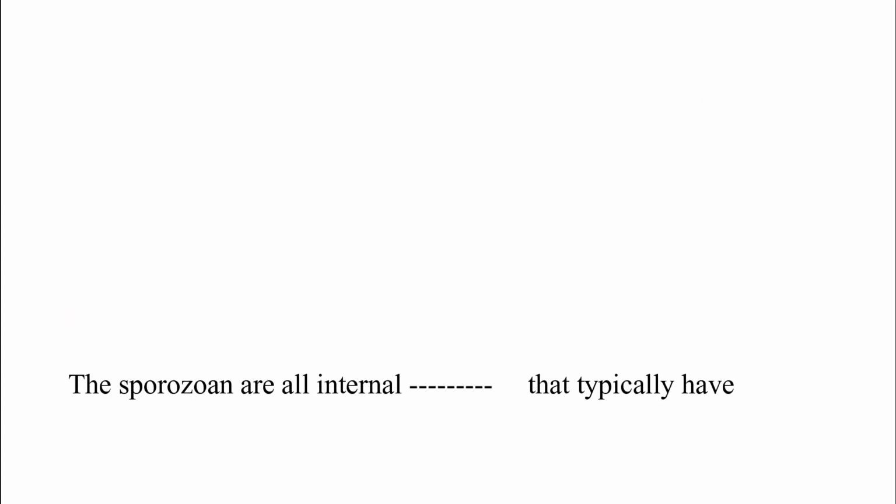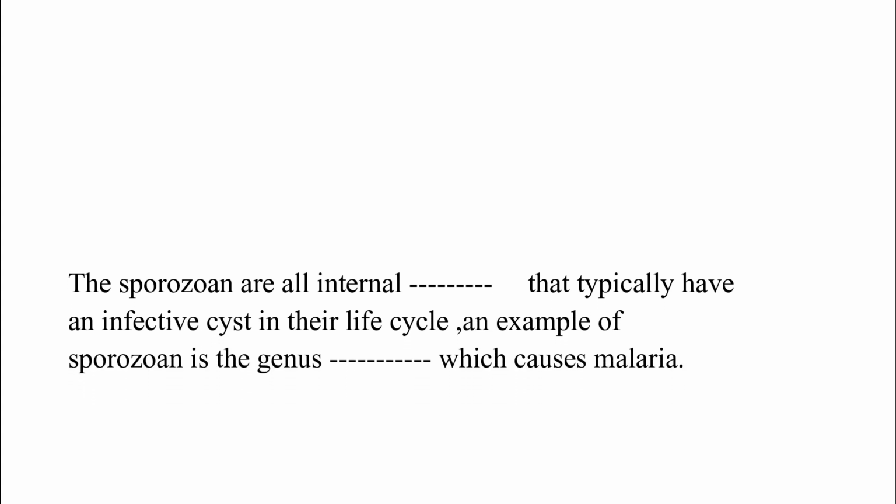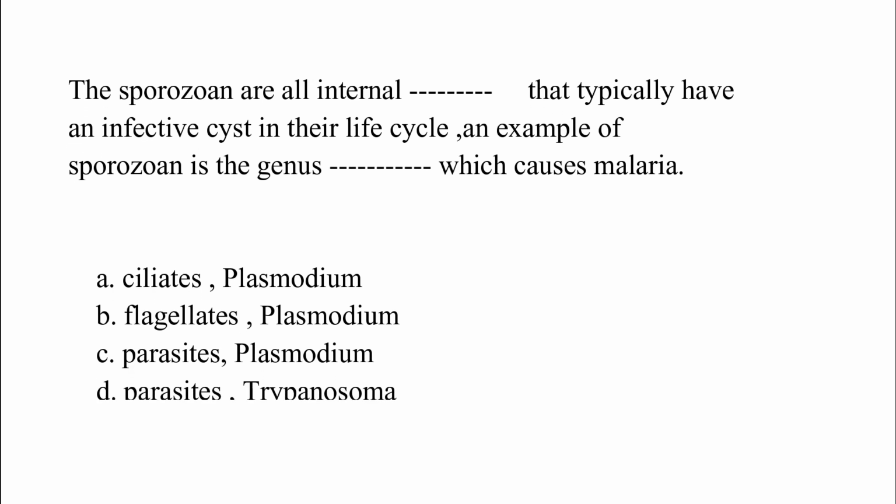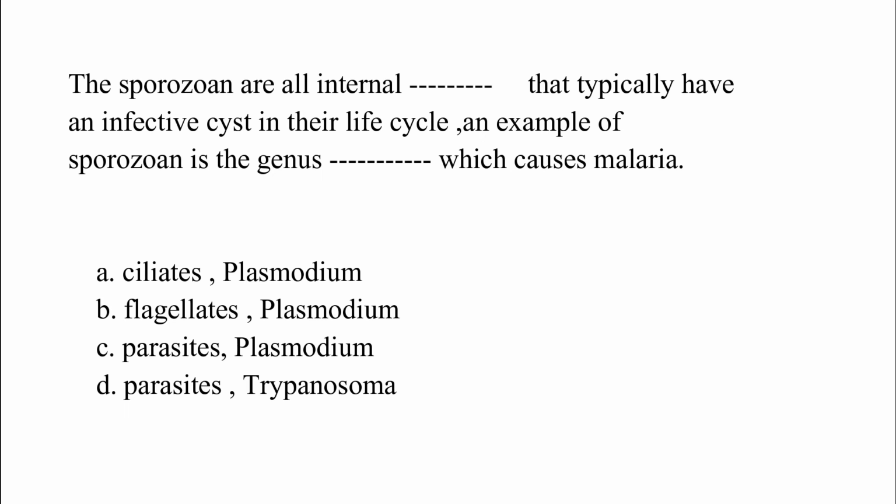The sporozoa are all internal dash that typically have an infective cyst in their life cycle. An example of sporozoan is the genus dash which causes malaria. Option A, ciliate, Plasmodium. Option B, flagellates, Plasmodium. Option C, parasite, Plasmodium. Option D, parasite, Trypanosoma. The correct answer is option C, which is parasite, Plasmodium. The sporozoans are all internal parasites that typically have an infective cyst in their life cycle. An example of sporozoan is the genus Plasmodium, which causes malaria.